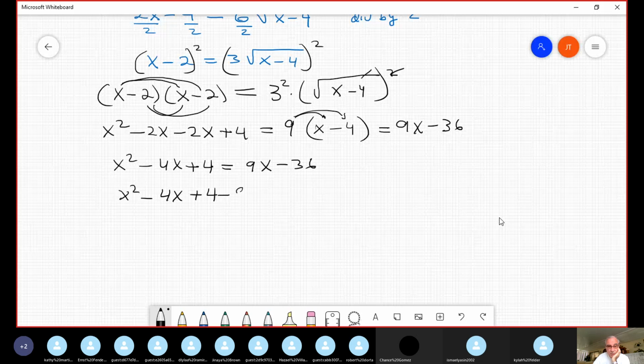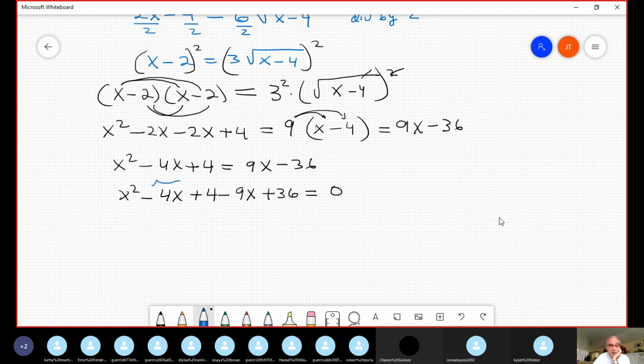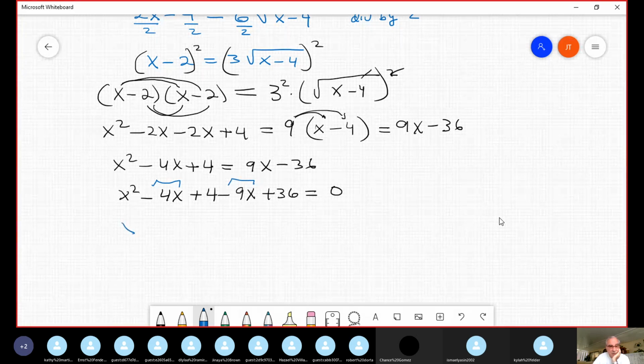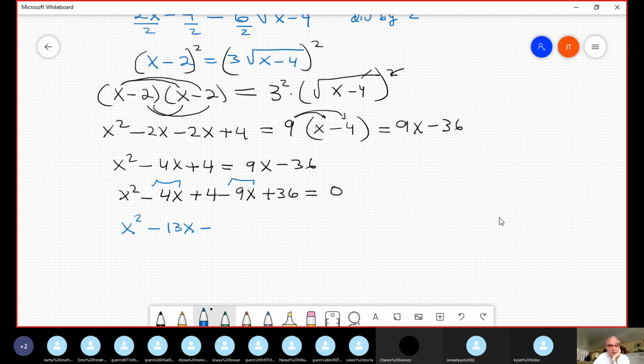Minus 9 plus 36. Okay, and we combine like that one more time. We combine negative 4 and negative 9 is negative 13. And positive 4 and positive 36 is 40. Plus 40 equals 0.